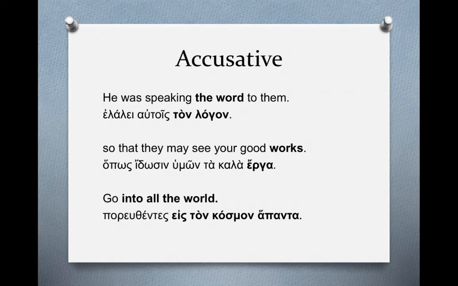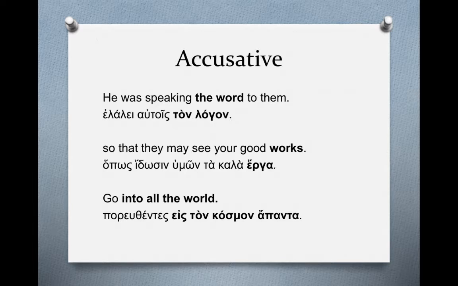Go into all the world. Okay, so eis is a preposition which is translated in or into. Ton kosmon is the world, and apanta is just an adjective which means all. But since ton kosmon is following the preposition eis, a lot of times the object of the preposition for eis is going to be in the accusative case. And so it's not really telling us, oh, it's the direct object of the sentence. It's simply by virtue of being the object of a preposition that it takes the accusative case.